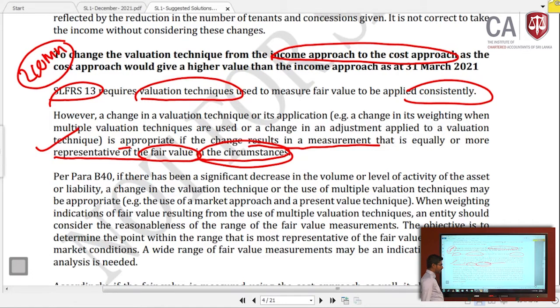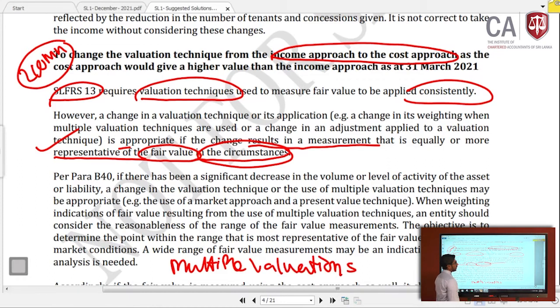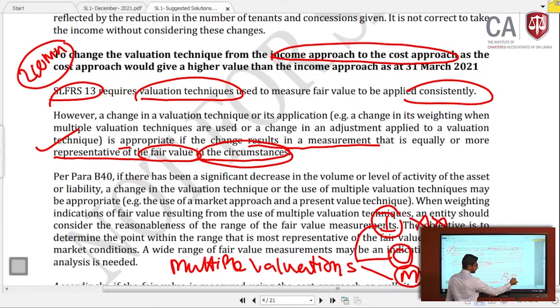So normally, students, another new thing I want to mention is that you can use multiple valuations. What is meant by multiple valuation? Let's say to value a property, you can use the income approach, cost approach and market approach. Let's say you are using all three methods, so you are getting some value for each approach.